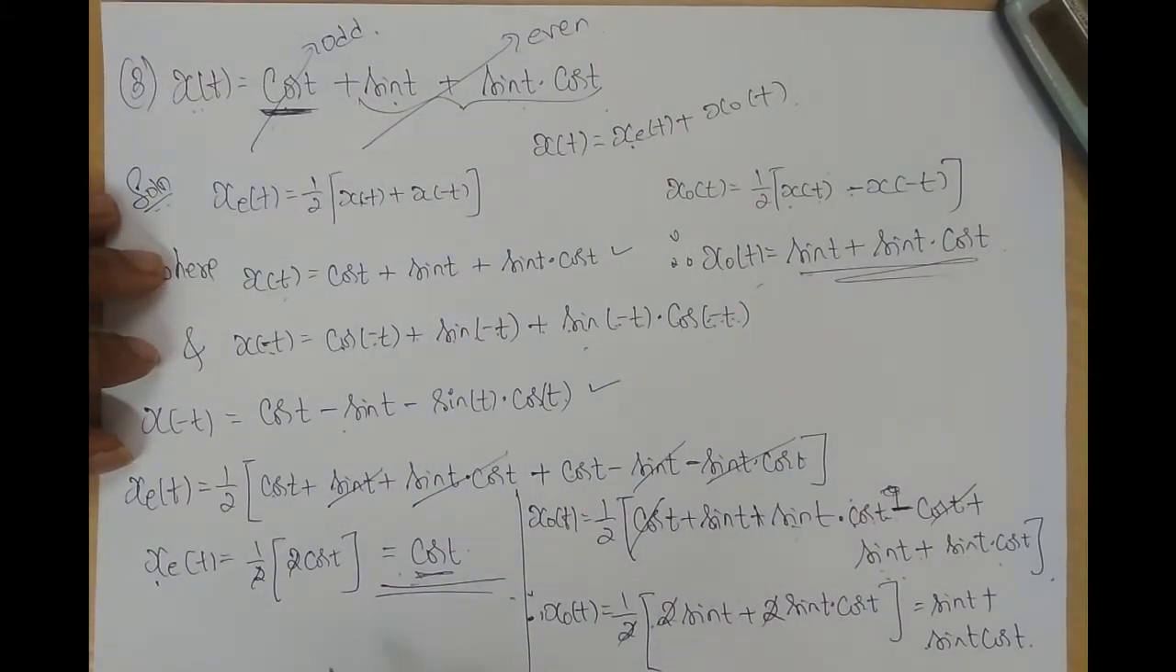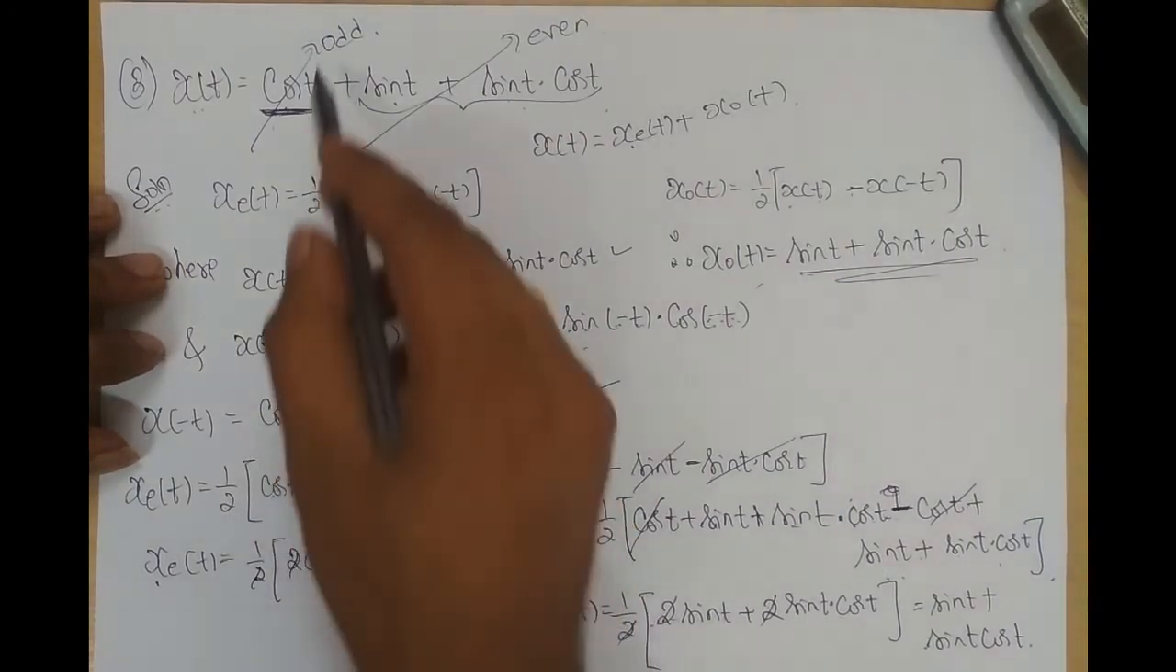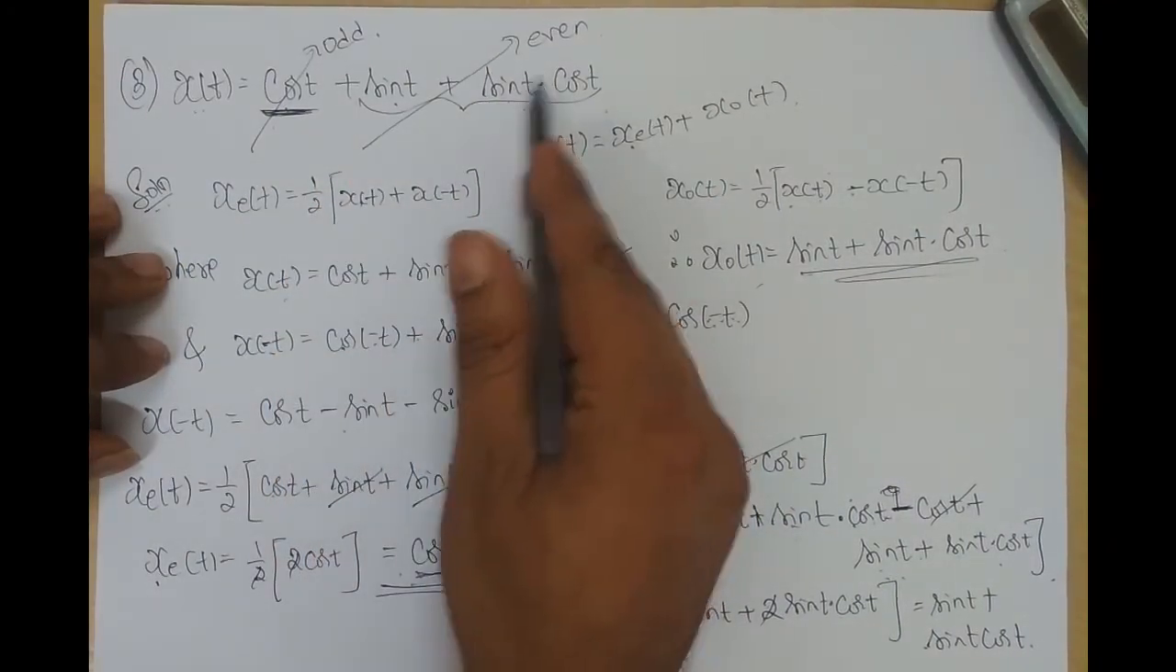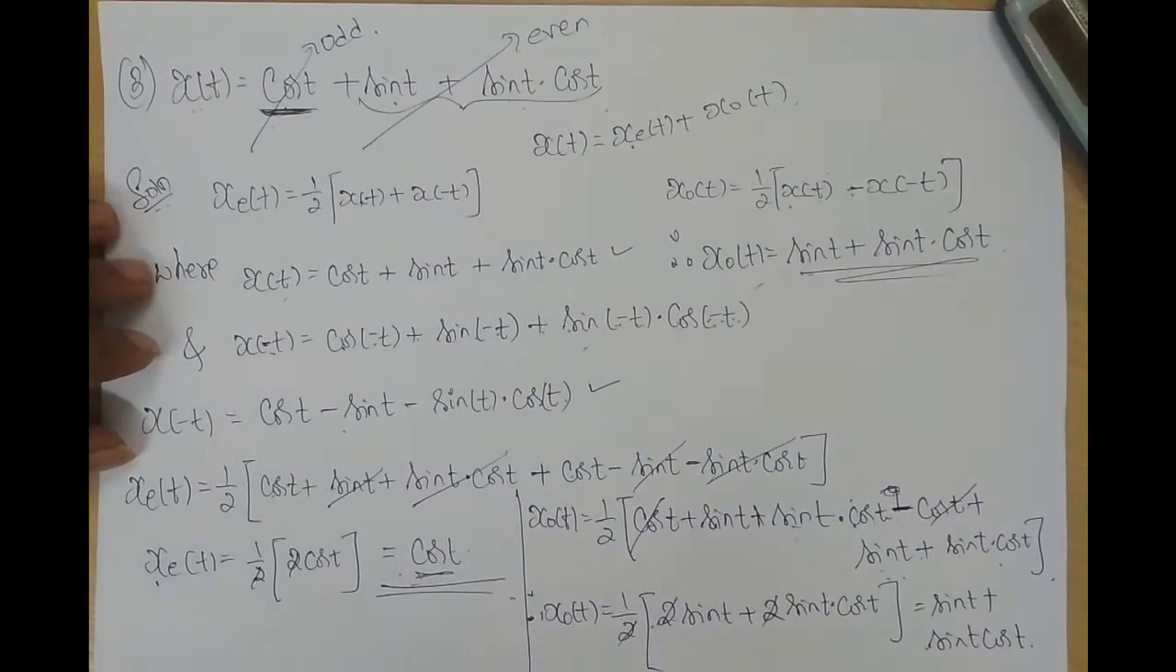So you don't have to find both the even and odd components. If you find the odd component, you will get to see the even. If you find the even component, you get to see the odd component. Okay, make use of this result. Fine. Next problem.